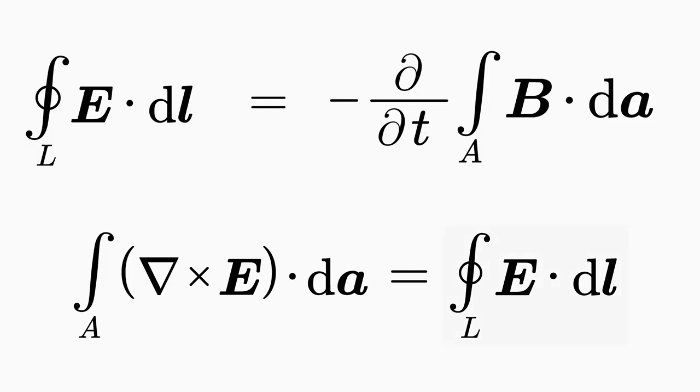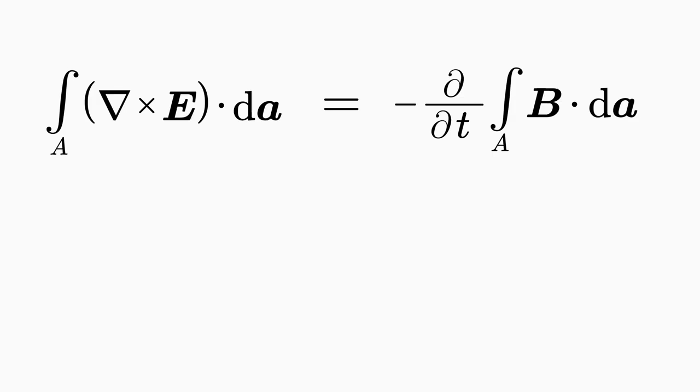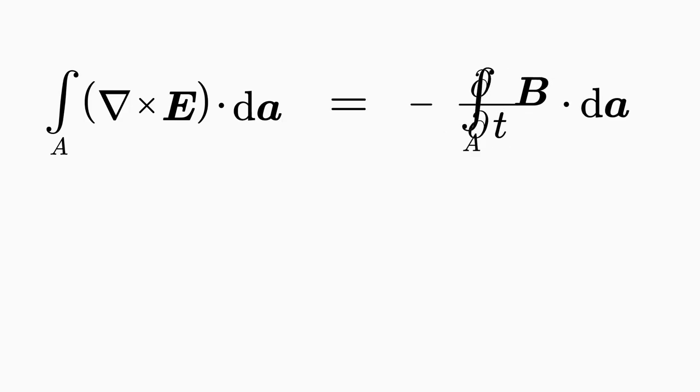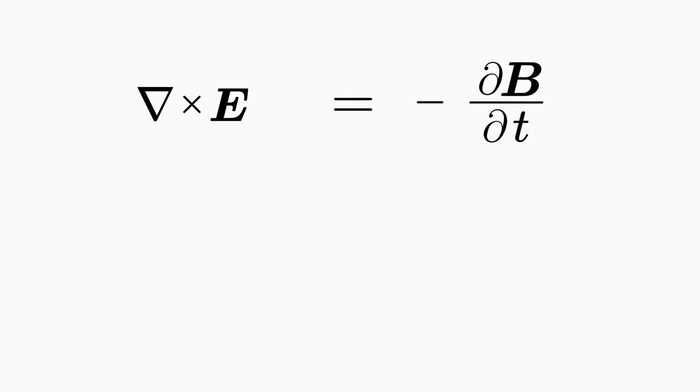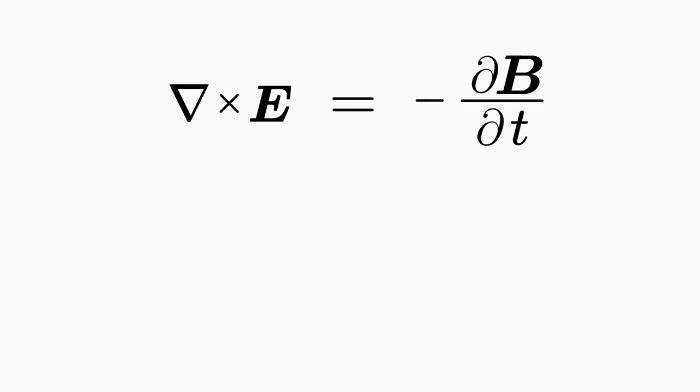This theorem connects a line integral with a surface integral. To do this, simply replace the line integral with the surface integral. This brings the curl of E into play. On the other side, you may pull the time derivative inside the integral. Since the equation applies to any surface A, the integrands on both sides must be equal. And just now, you have discovered the differential form of the third Maxwell equation.